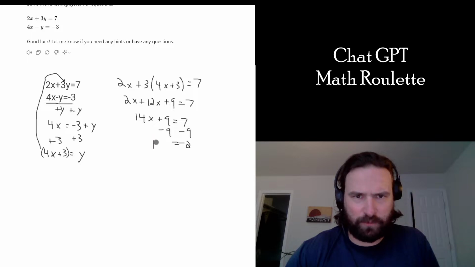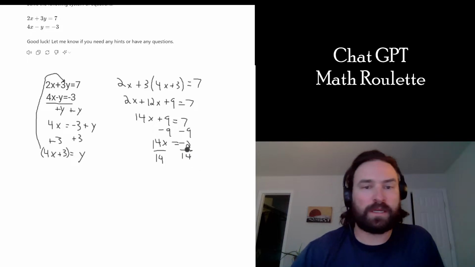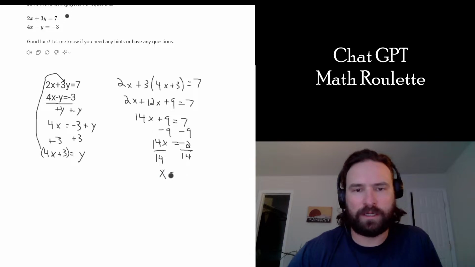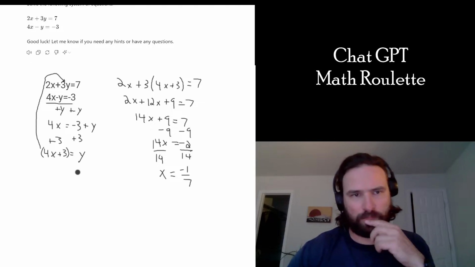So now we just have 14x equals -2. To solve the rest of the equation, we divide by 14, which is going to give us a pretty gross fraction, -2 over 14. 2 and 14 have a common factor of 2, so I can divide both of these numbers by 2 to simplify this, but it's still pretty ugly. X is going to equal -1/7, and I'm assuming that y isn't going to be much prettier.